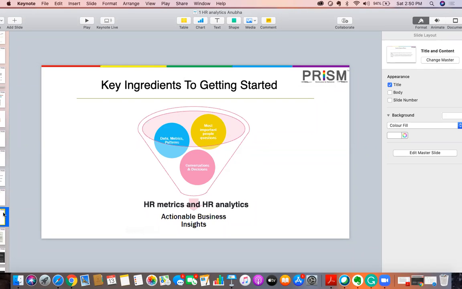Now, great actionable business insights come from two elements, HR metrics and HR analytics. Again, the two words. So let us try and understand what exactly is the difference between HR metrics and HR analytics. Let me throw this question back to the audience here. Please unmute yourself and share what is the difference between HR metrics and HR analytics. Anyone can share.